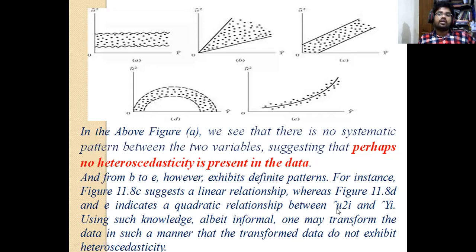This is e-hat i, the observation of the error term, against the estimated values. When there is a relation between this estimated y value and the error value, if the pattern is like this, it is a quadratic relation. If it is like this, it is a quadratic relation. It is not a straight line. Simply we can say there is a non-linear relationship between the error values and estimated values. Using this kind of knowledge, albeit informal, one may transform the data in such a manner that the transformed data do not exhibit heteroscedasticity.